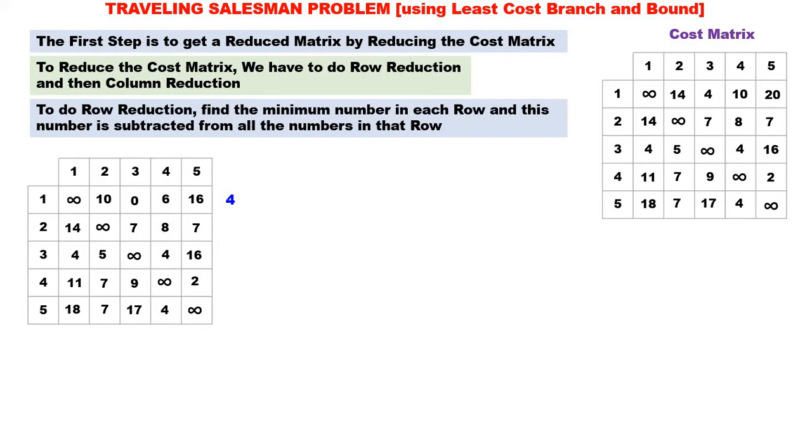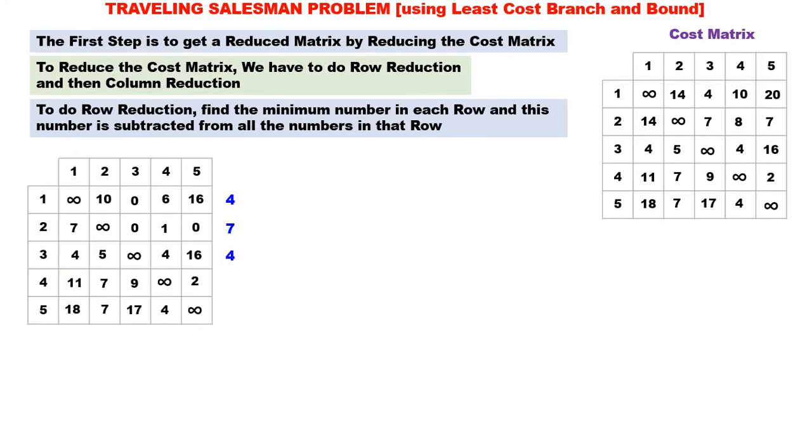What is the minimum element in the second row? 7. So we have to subtract 7 from all the elements of the second row. 14 minus 7, 7, infinity, it is infinity only. 7 minus 7, 0. 8 minus 7, 1. 7 minus 7, 0. What is the minimum element in the third row? 4. So we have to subtract 4 from all the elements of the third row.